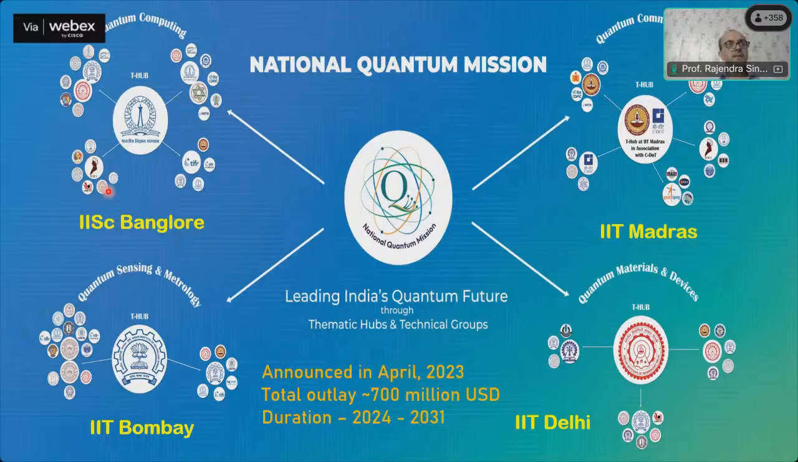I will come to that when I discuss our own quantum materials and devices spoke and spike. So you can see it is hub, spoke, and spike, and many institutions are involved in this complete endeavor. The second one is quantum communication, which is at IIT Madras jointly with C-DAC, and here also many institutions are involved, again in the hub, spoke, and spike model. The third one, on quantum sensing and metrology, is at IIT Bombay. The fourth, at IIT Delhi, is on quantum materials and devices. Here you can see there are 3 spokes and many other spikes. So we have 4 hubs: IISc Bangalore, IIT Madras, Bombay, and Delhi.